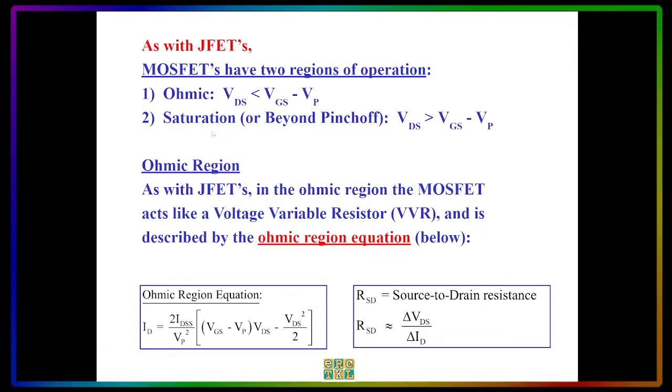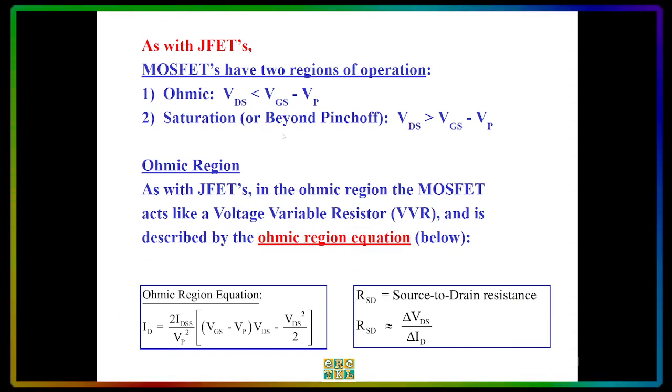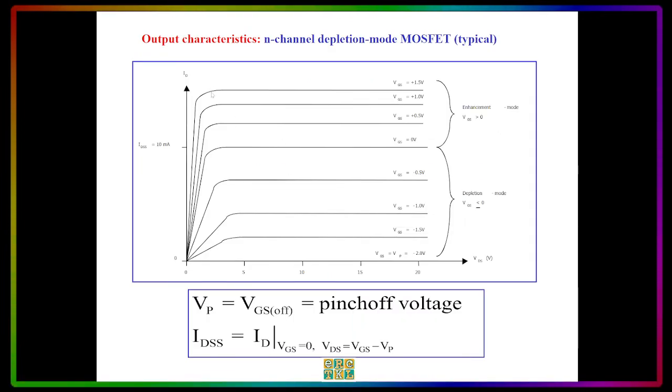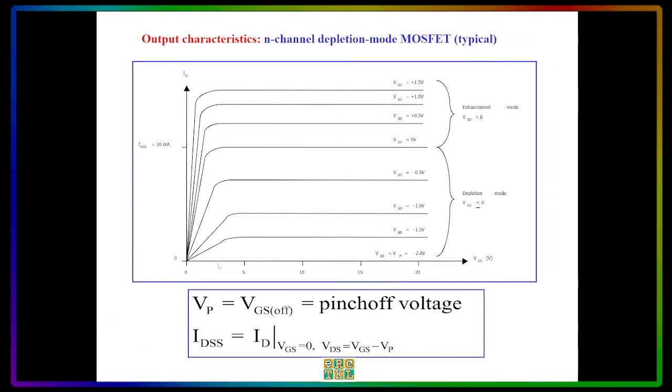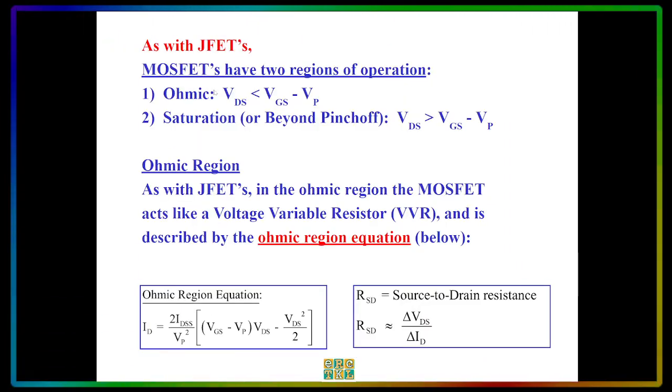So the saturation region of operation is where it will be beyond the pinch off. And the pinch off will be from this point going down here. That will be the voltage VP, or pinch off voltage. And from that point, the ID will be constant.